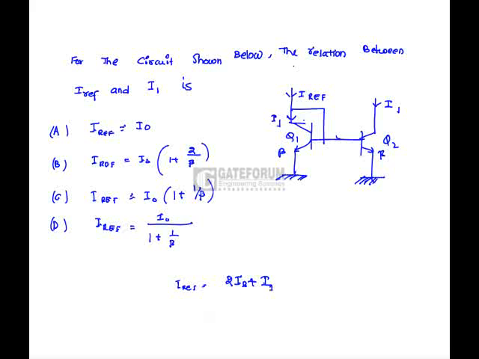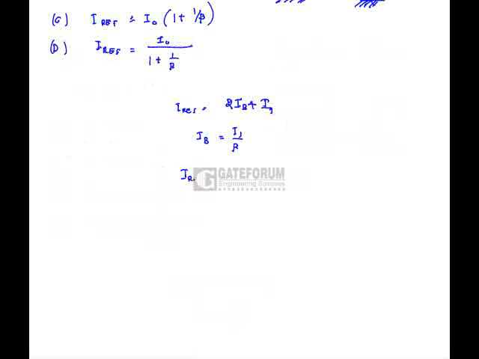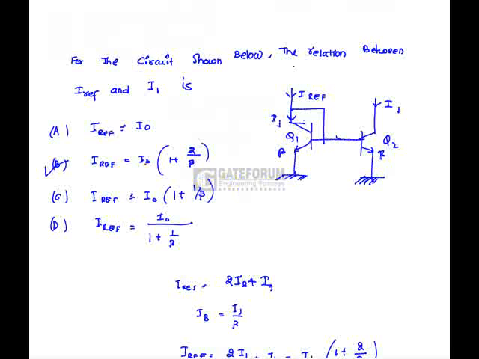So we have to express IB in terms of I1, because the equation should contain only I reference as well as I1. So IB is nothing but I1 by beta. So I reference is nothing but 2I1 by beta plus I1. If we take I1 as common, 1 plus 2 by beta is the answer. So option B is correct. This is I1.